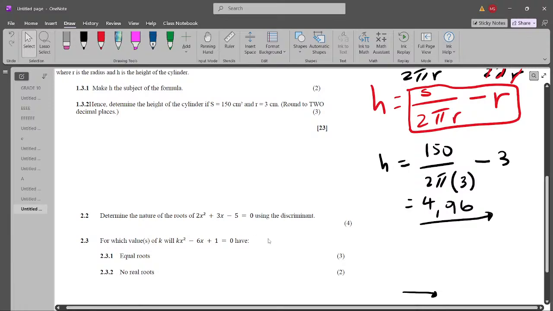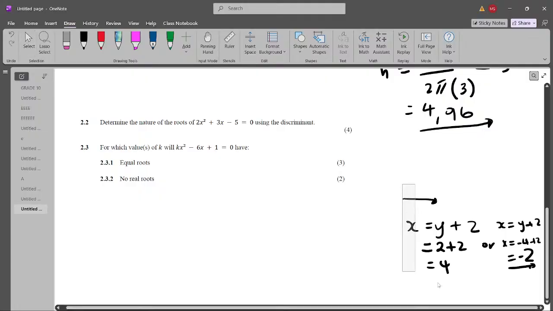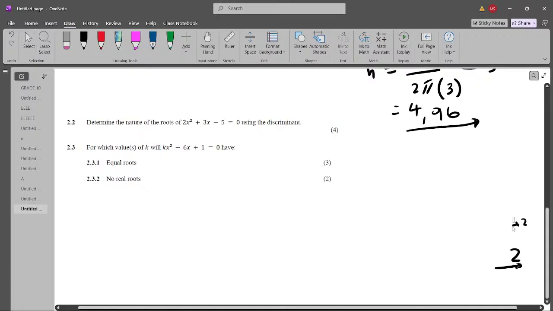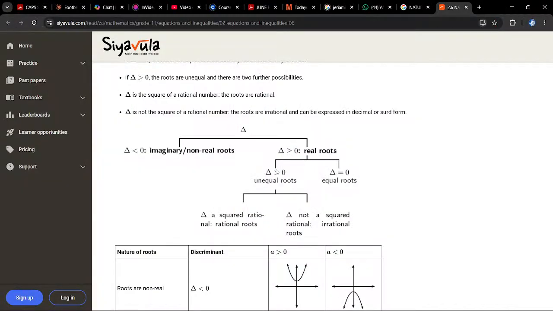And then, ladies and gentlemen, let's come to the nature of roots. Let's come to the nature of roots. We'll remind you of the nature of roots. This is what we have.